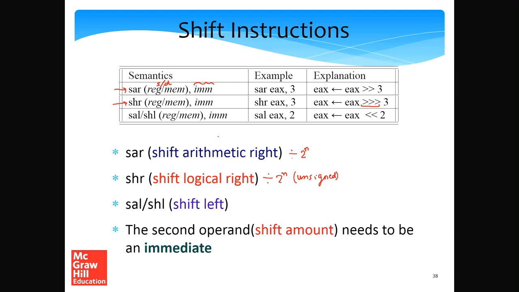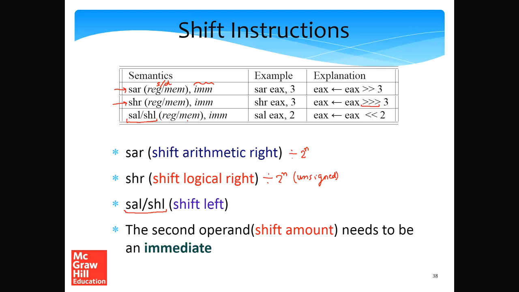Alright. Then the shift left instruction does not have an arithmetic and logical counterpart. It is only one instruction. So the one instruction has actually two codes and both of them are equivalent. SAL and SHL, essentially they're the same instruction. So arithmetic left and logical left are the same. So the same instruction, SAL or SHL.